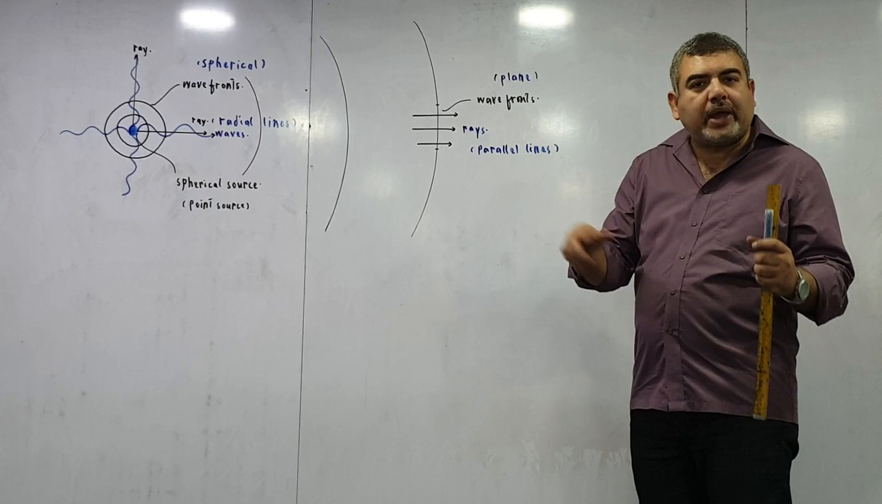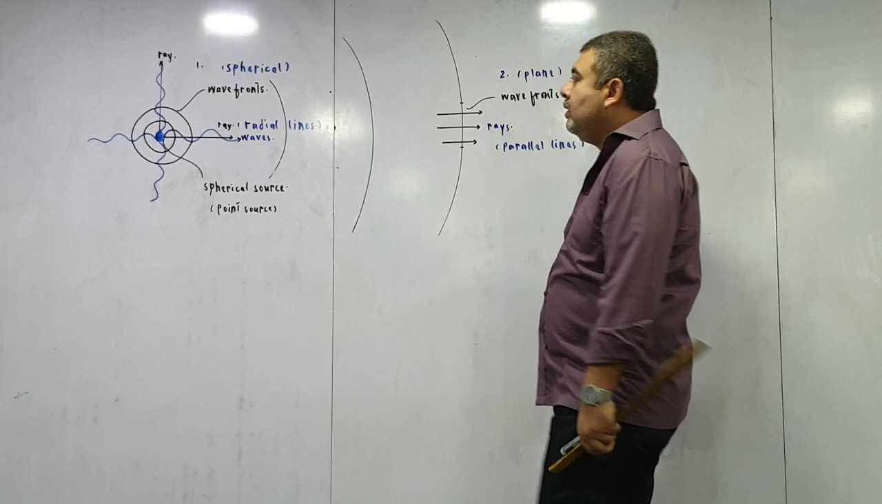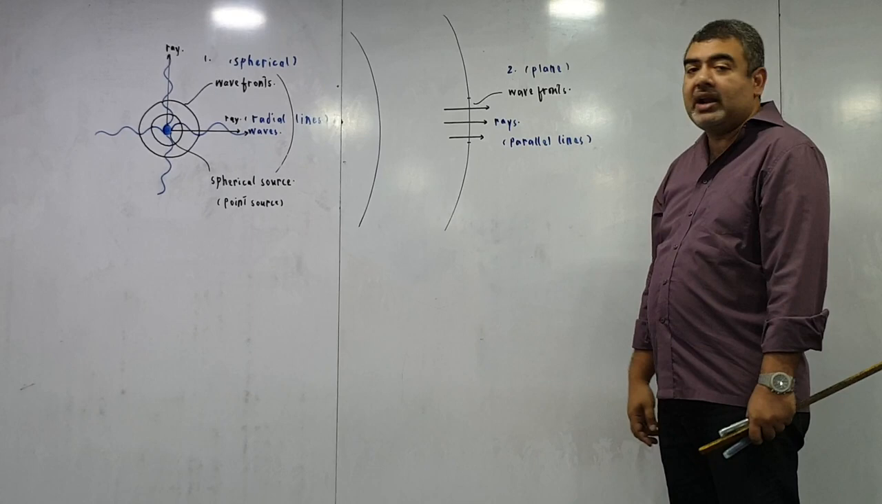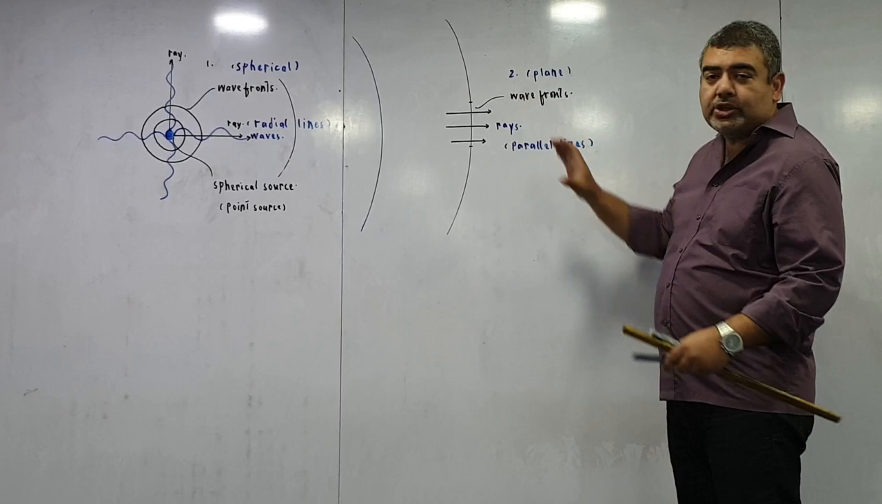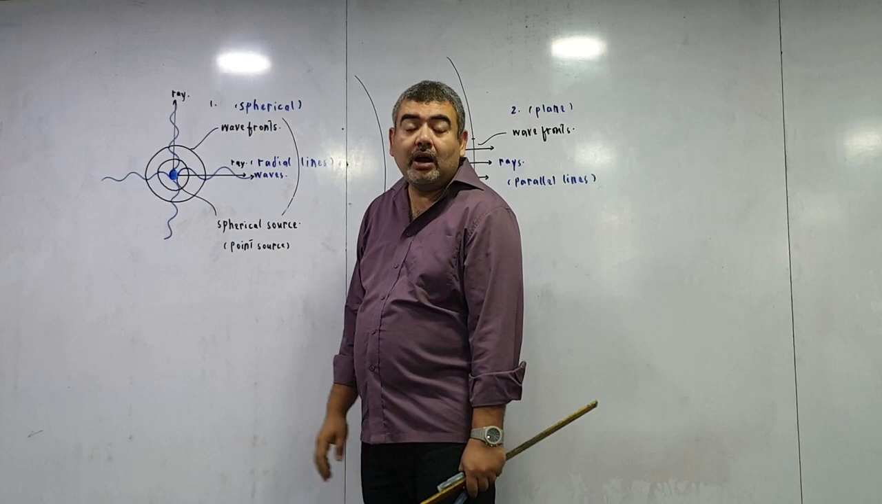How many types of wavefronts do we have? We have two types of wavefronts. Number one, the spherical wavefront, and second, a plane wavefront. Spherical wavefronts are usually generated from spherical sources. Plane wavefronts are not generated, actually they are the portions of the spherical waves where they are far away from the source. When we are talking about plane wavefronts, rays are parallel lines. And when we are talking about spherical wavefronts, rays are radial lines actually. Hope you are getting the concept.